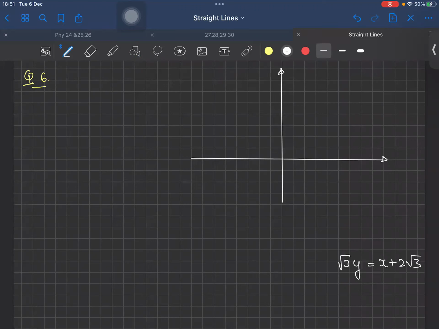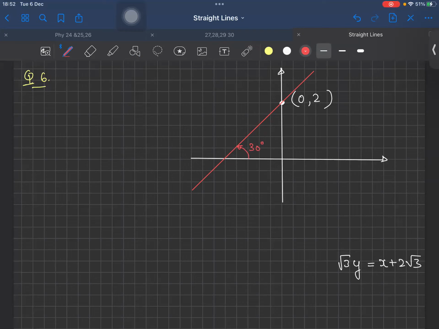See, it is given that the line passes through 2 units on the y-axis. That means the y-intercept value is given, (0, 2), and it makes an angle of 30 degrees with the positive direction of the x-axis. How will it be? If you draw the line there, the angle is not 30 degrees, right? It has to make 30 degrees, so it has to pass through the negative side, somewhere from here. Then only can it make a 30 degree angle, right?